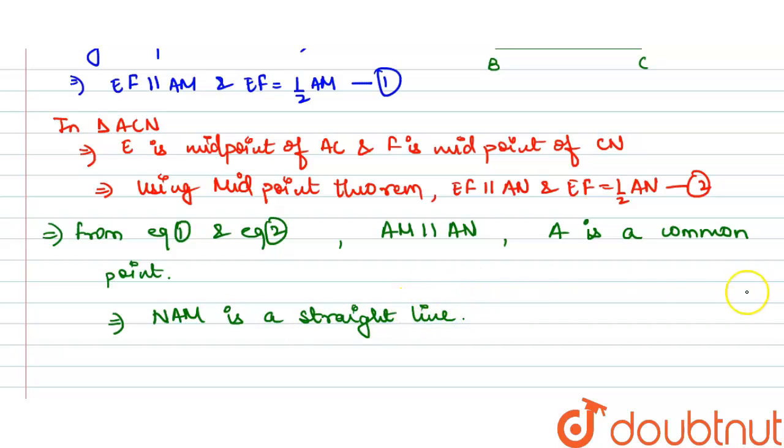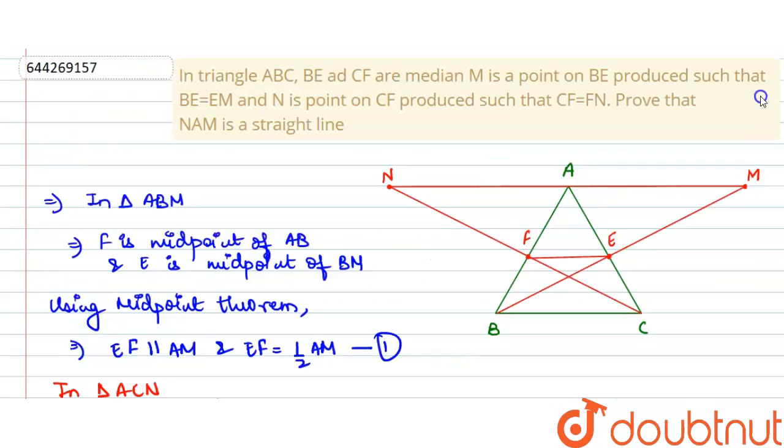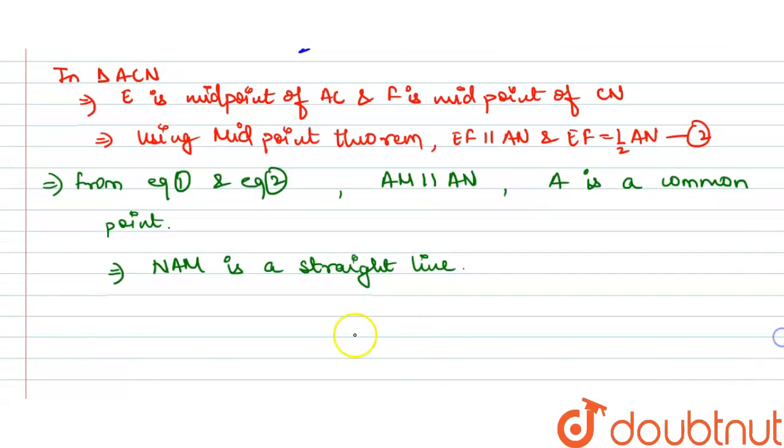Because if AN would have been somewhat up or somewhat down, and since it is parallel to AM, that cannot happen. That means A would not be a common point to them. So NAM is a straight line, and with this we have proved the question. So with this we have answered the question.